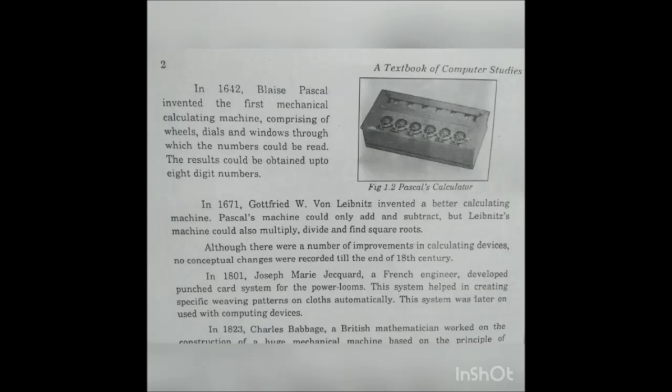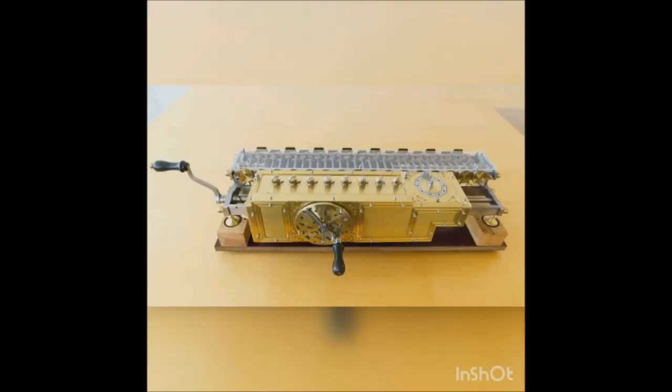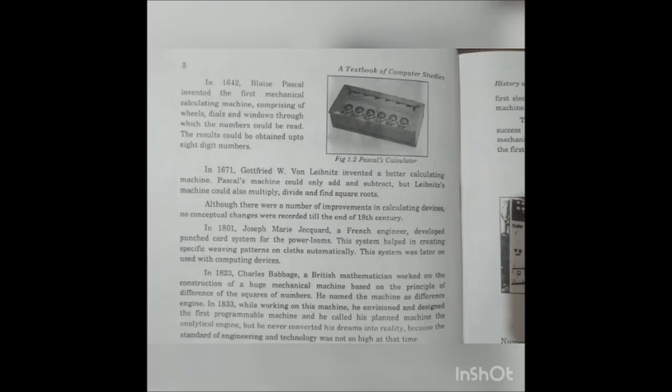After Pascal's calculator, another calculating machine was invented by Gottfried W. von Leibniz in 1671. He invented a better calculating machine than Pascal's calculator. He improved the shape of Pascal's calculator and invented a device which can also multiply and find square roots. So it was a better version of a calculating device than Pascal's calculator. All these devices like abacus, Pascal's calculator, Napier's bones, and slide rule were considered the most valuable devices of that time.